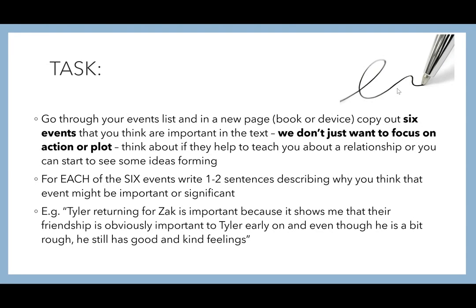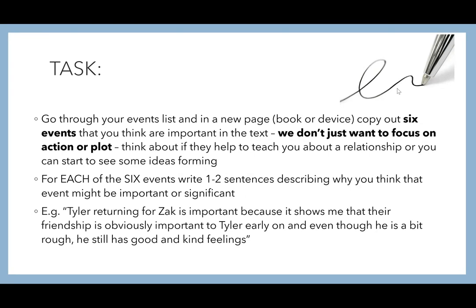For example, Tyler returning for Zach is important because it shows me that their friendship is obviously important to Tyler early on, and even though he's a bit rough, he still has good and kind feelings. So that's what you need to do for 6 events. So you can pause this now and get on and do that. And if you've done that, there are extension tasks.